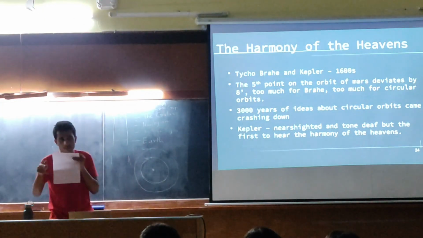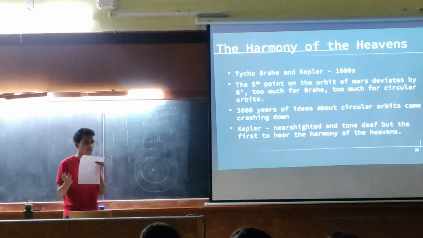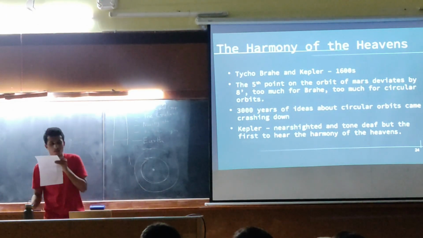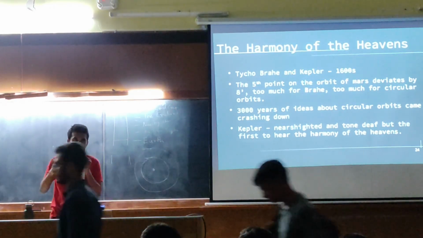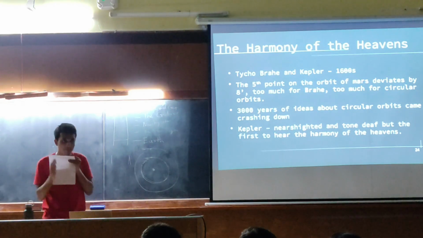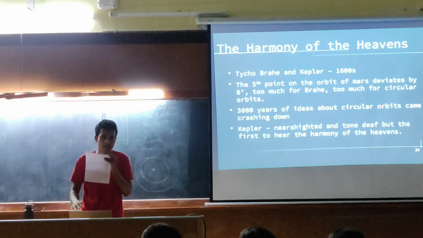So that's 1/60th of a degree. The resolution of the human eye is 1 arc minute, and the resolution which Brahe got in most of the stations was about 2 arc minutes. So if it was off by more than 2 arc minutes, you may be sure Brahe wouldn't get that.